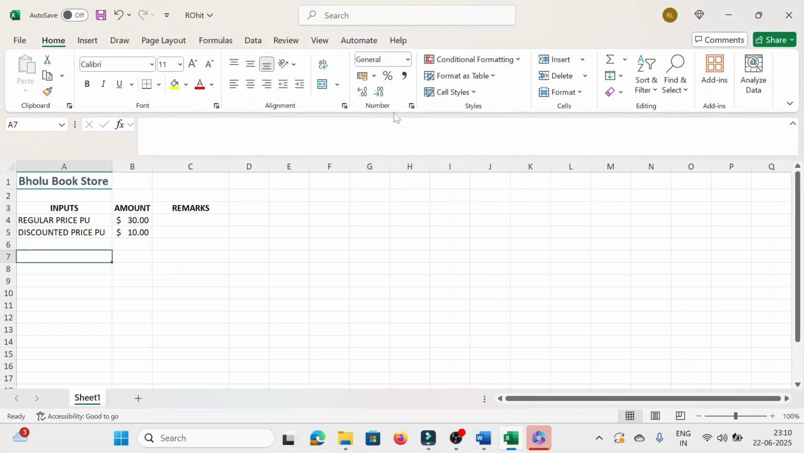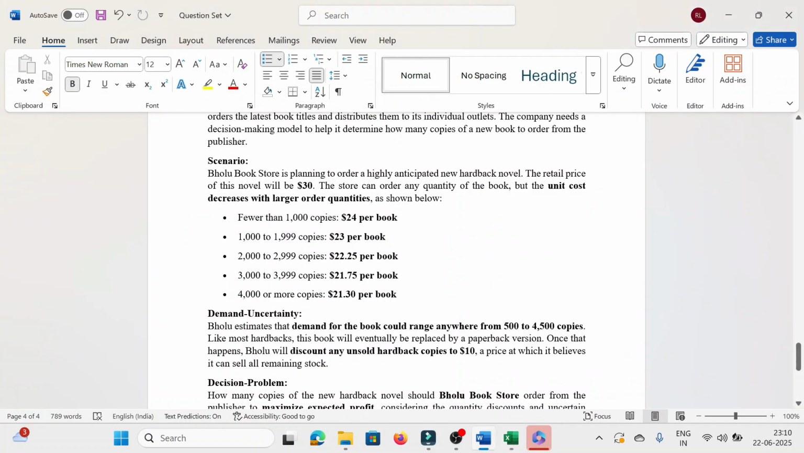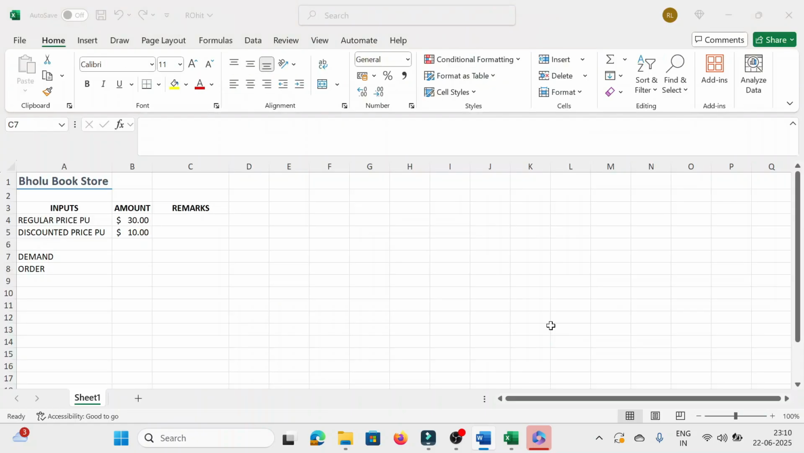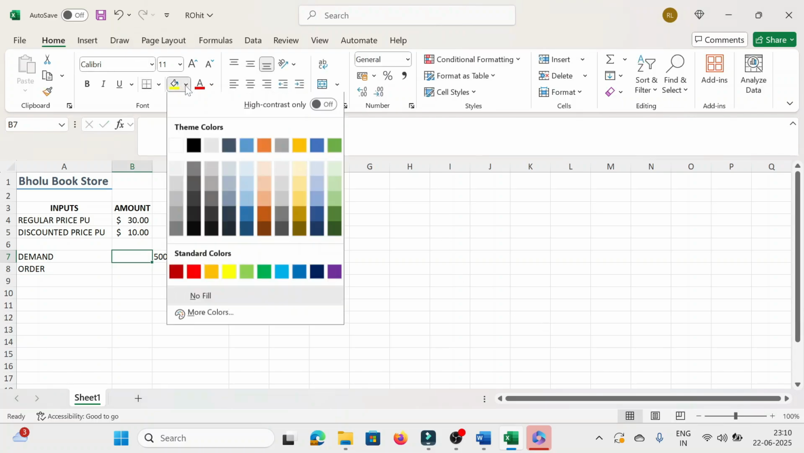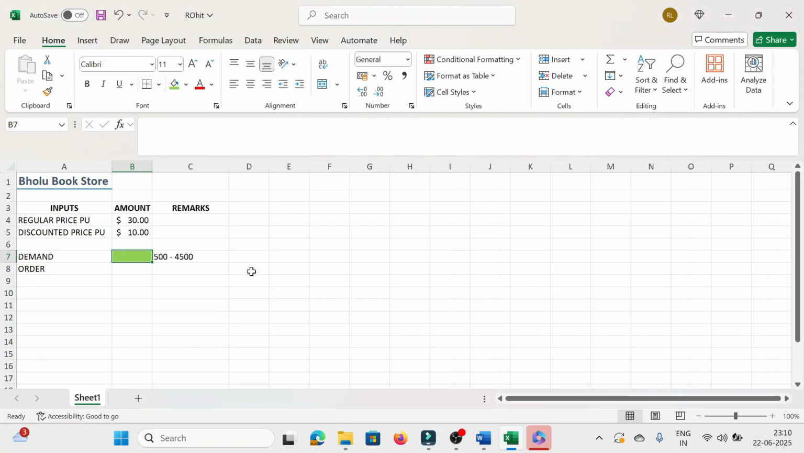Moving towards the most important thing, I will make two variables: demand and order. Demand is given in the question, and it will range from 500 to 4500 copies. So I will just write here 500 to 4500 and I will highlight this cell with green color. In the same way, I will highlight order with yellow color.